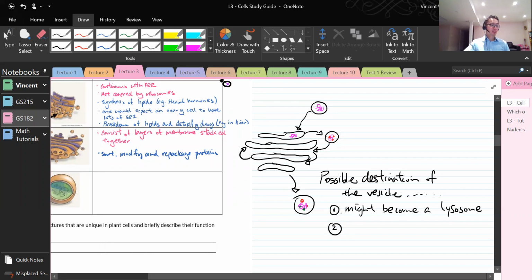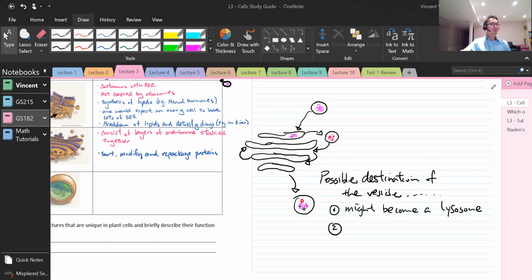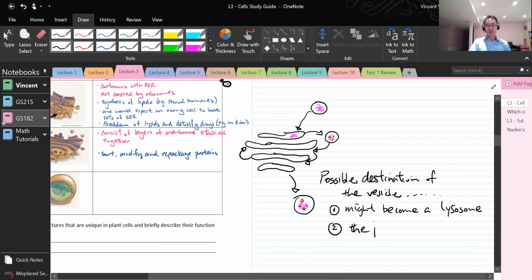What's another possible destination for this guy? Anyone? Please tell me. Where is it gonna go? I'm just looking at the chat, see if anybody can tell me where else it's gonna go. Not necessarily gonna go back to the nucleus. Anyone else? Outside of the cell, that's right. So the proteins, the contents, we'll say, can be released out of the cell.